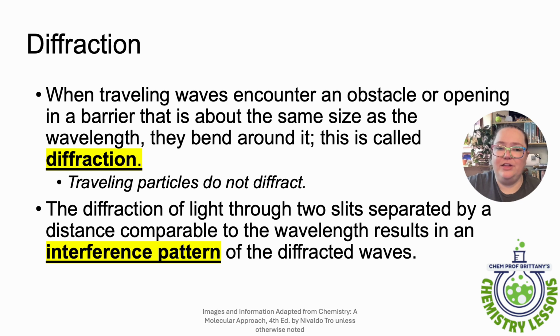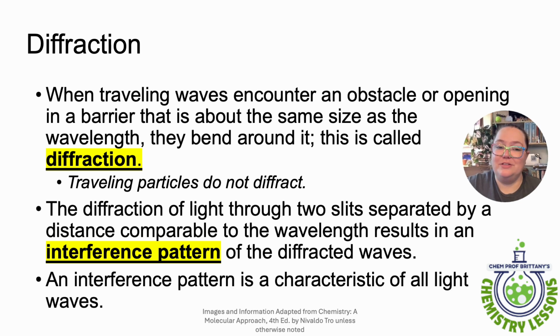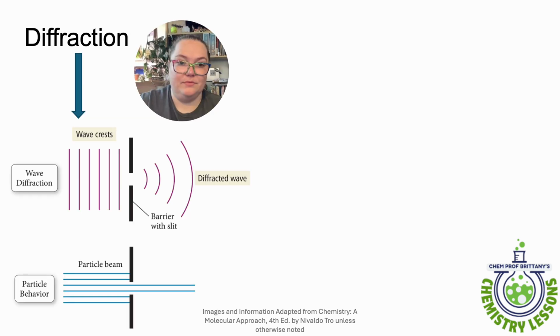The diffraction of light through 2 slits separated by a distance comparable to the wavelength results in an interference pattern of the diffracted waves. This interference pattern is a characteristic of all light waves, and it actually helped us figure out that light is both particle and wave. Right? So, here's our diffraction, right?